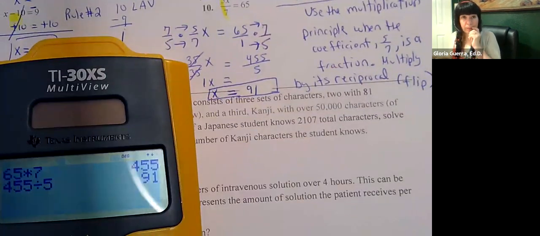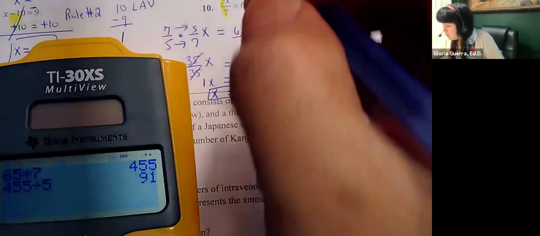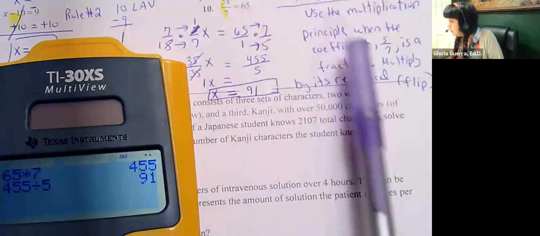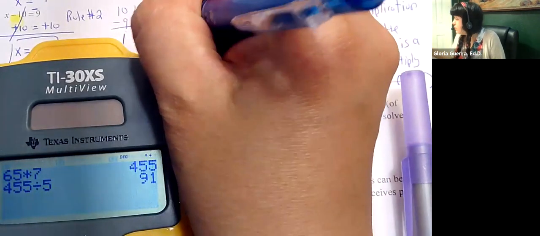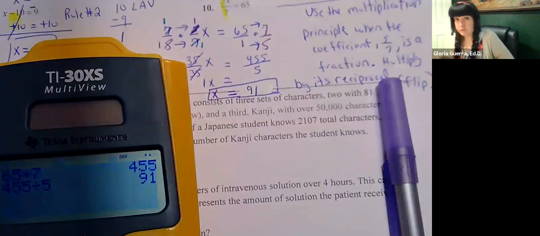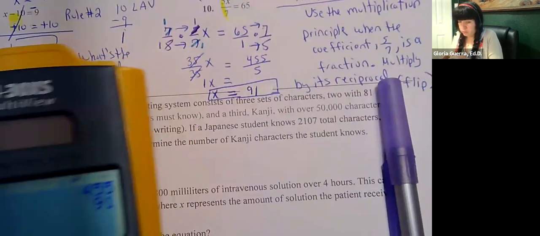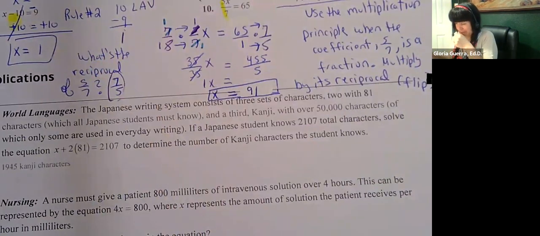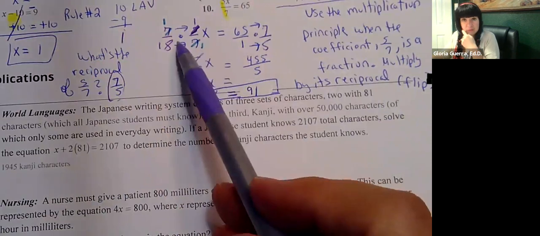The other thing I could say is that these divide diagonally into each other. 5 goes into 5 one time, and 7 goes into 7 one time. So those simplify also, and we just end up with 1x.